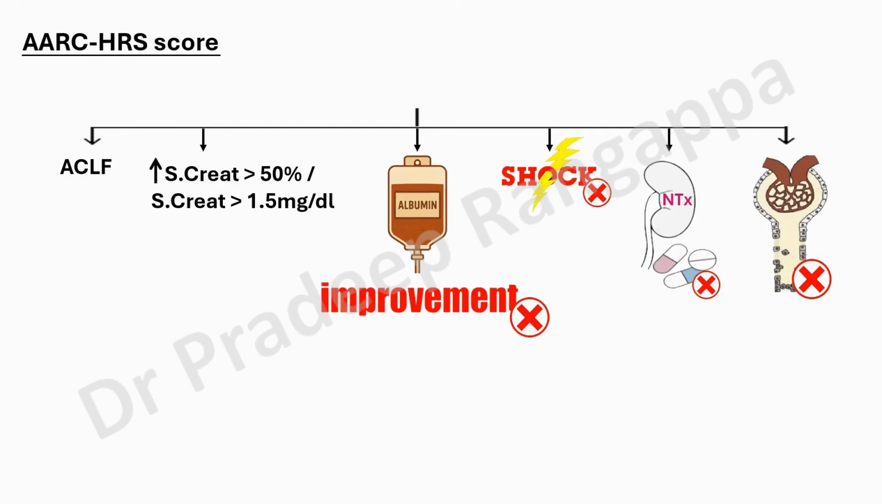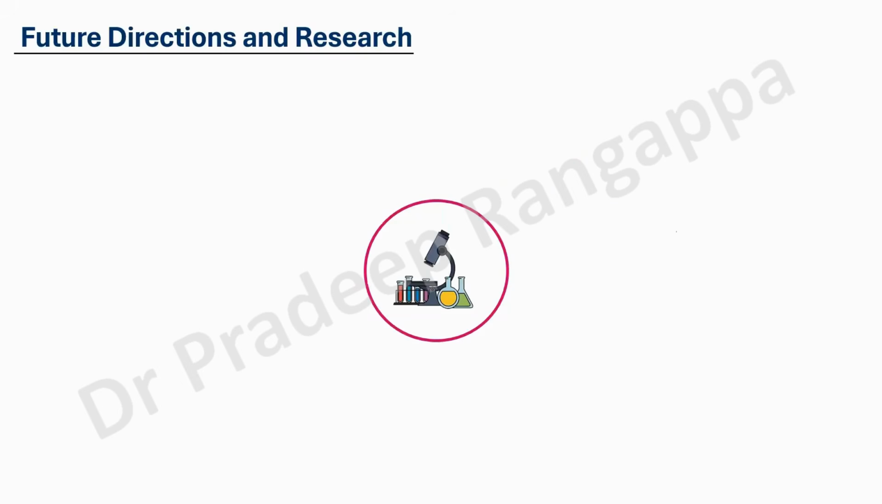But having said this, in the first slide I told you that the current understanding is that HRS can be present along with underlying ATN. That's why there is a renewed emphasis on using NGAL to identify whether there is a concomitant presence of ATN also, which may be contributing to the AKI. But this is some criteria that you can use, the AARC HRS, for risk stratification and prognostication.